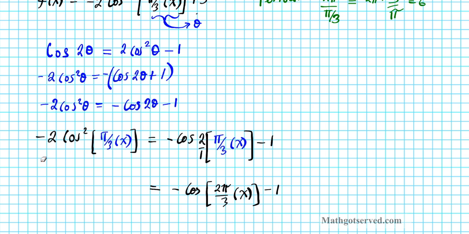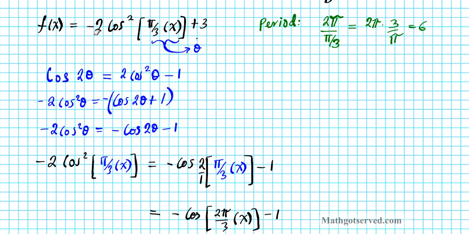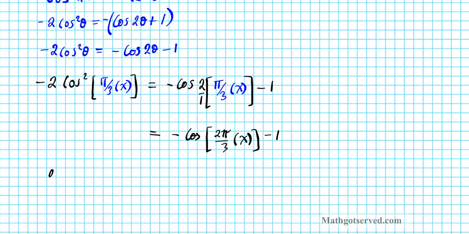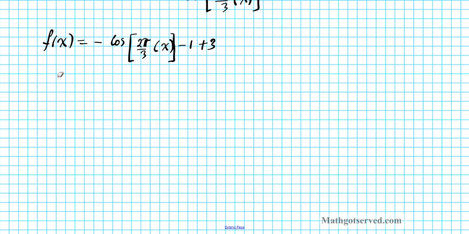Now, notice that this just represents this portion. We also have to add 3 in order to have the exact value of f of x. So let's go ahead and write down what f of x is. F of x is simply going to be this function right here, negative cosine 2 pi over 3 times x minus 1 plus 3.